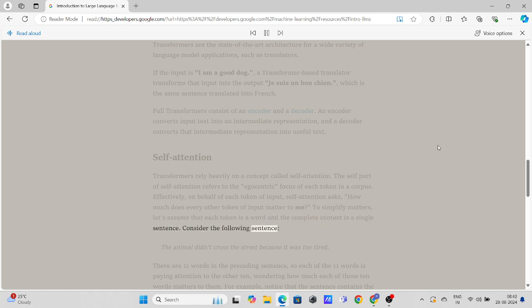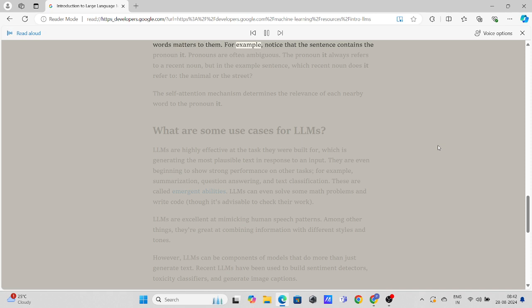Consider the following sentence. The animal didn't cross the street because it was too tired. There are 11 words in the preceding sentence, so each of the 11 words is paying attention to the other 10, wondering how much each of those 10 words matters to them. For example, notice that the sentence contains the pronoun it. Pronouns are often ambiguous. The pronoun it always refers to a recent noun, but in the example sentence, which recent noun does it refer to, the animal or the street? The self-attention mechanism determines the relevance of each nearby word to the pronoun it.